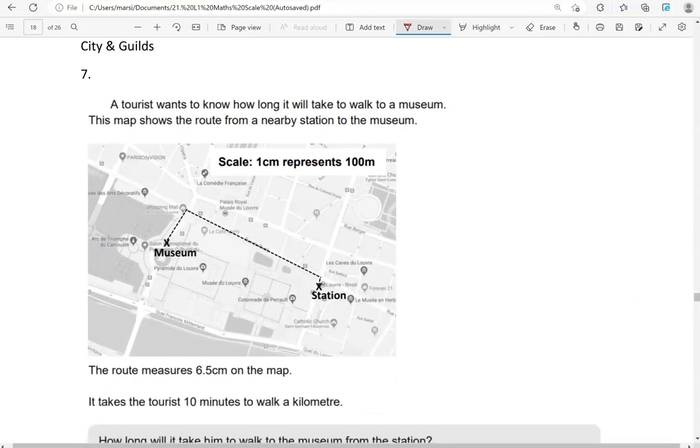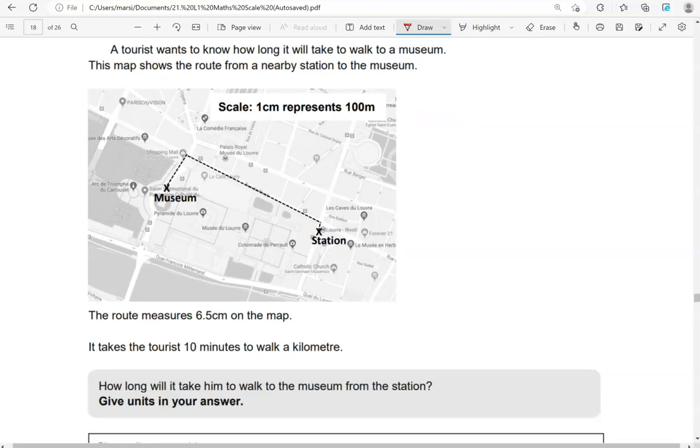The tourist wants to know how long it will take to walk to a museum. This map shows the route from a nearby station to the museum. The route measures 6.5 centimeters on the map. It takes a tourist 10 minutes to walk a kilometer. How long will it take him to walk to the museum from the station? Give units in your answer.